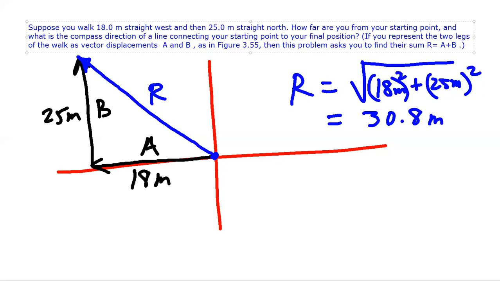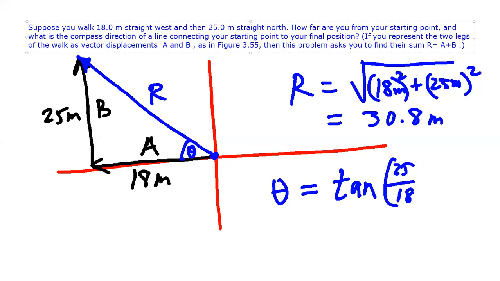Now the compass direction, again, if we consider this as the angle, 25 meters is opposite this angle, 18 meters is adjacent to this angle. So the angle will be the inverse tangent of the opposite, which is 25, divided by the adjacent, which is 18 meters.